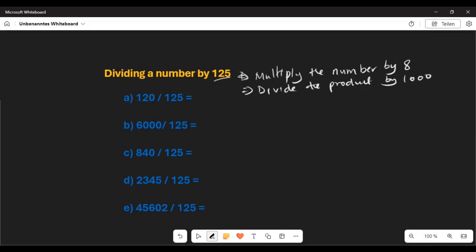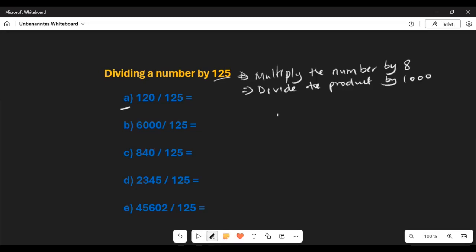So we have some questions here, A, B, C, D, E. That's around 5 questions where we're going to use the same method, just to illustrate how this works. Okay, so we have A, which is 120 divided by 125. So let's look at this. In this case, they say multiply that number by 8 first.